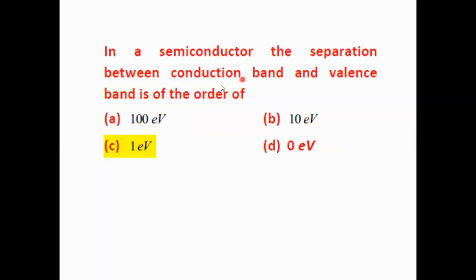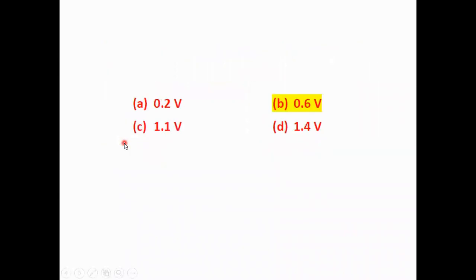and the conduction band. In a semiconductor, the separation between the conduction band and valence band is the order of, semiconductor means about 1 electron volt. Insulator means about 6 electron volts. That's why 1 electron volt is correct.